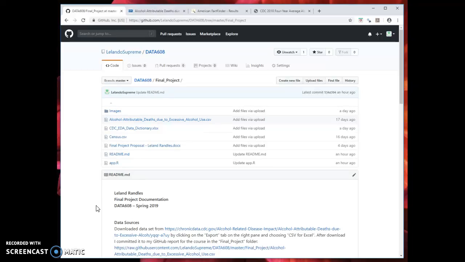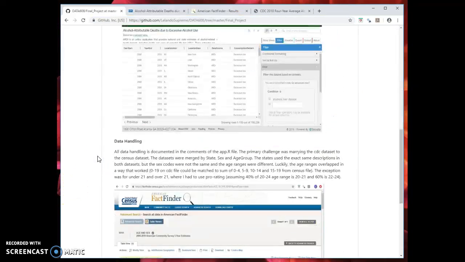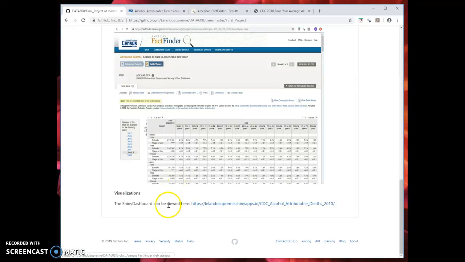I'll briefly go through my data sources, my exploratory data analysis, and code, and then we'll go straight into demoing the visualizations. Everything that I'm going to discuss is available at my GitHub repo for the final project in the course, the URL of which is here. Pretty extensive documentation out here. And the ultimate product, which is a Shiny dashboard, can be viewed at this URL.